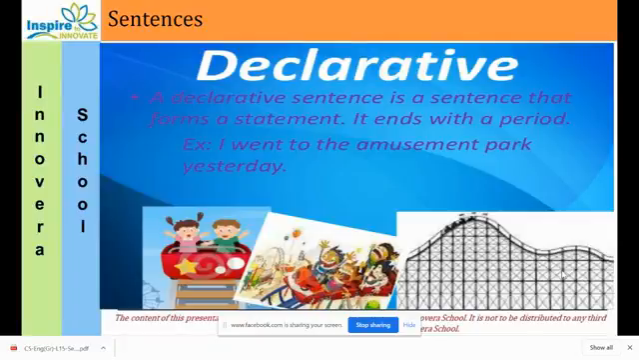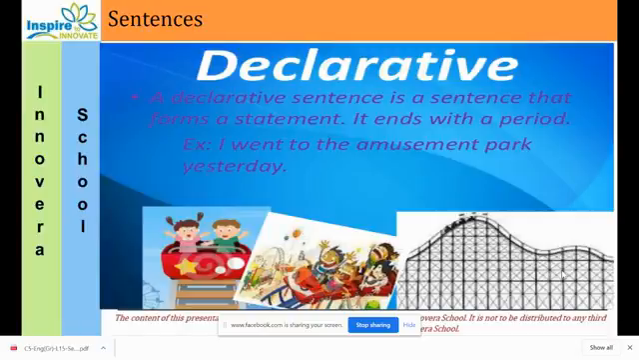When we are talking about this, it means it will begin with a capital letter and end with a full stop. So this is the number 1 type. It is also known as an assertive sentence. So now I hope it is clear that a declarative sentence is also known as an assertive sentence. Number 1, it is a general statement. It starts with a capital letter and ends with a full stop.